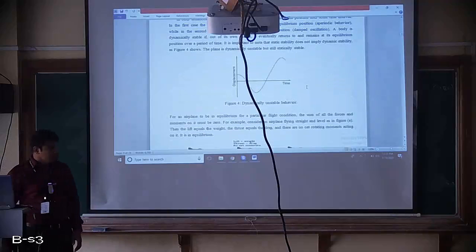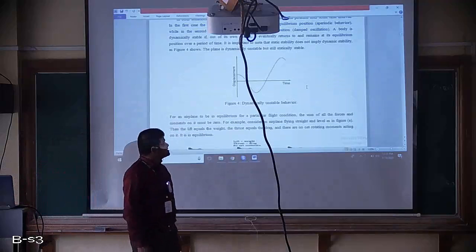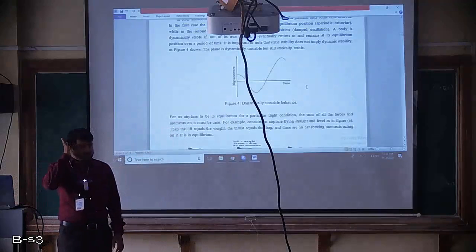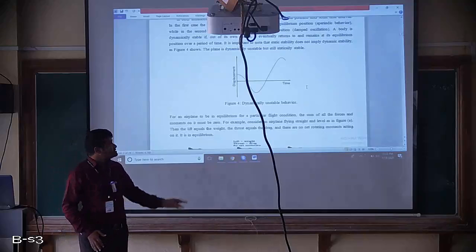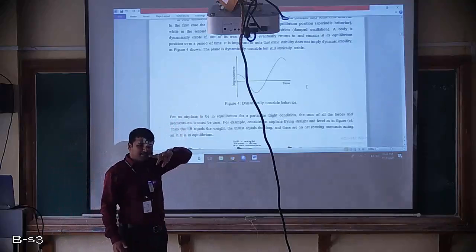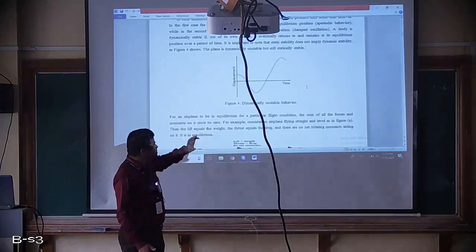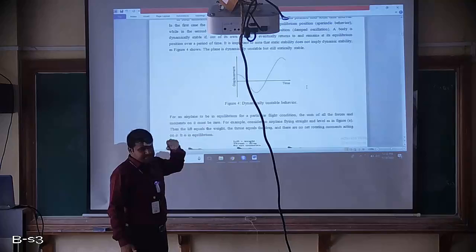As I said, we can see the displacement versus time, the amplitude. So we have seen the dynamically stable behavior, right? Now we will see how the dynamically unstable behavior looks.